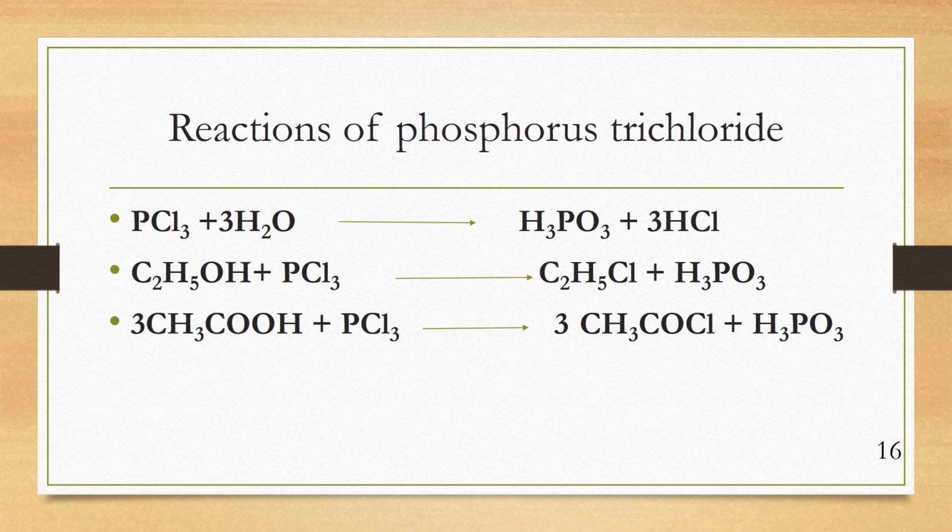Coming to the reactions of phosphorus trichloride. When ethanol is treated with phosphorus trichloride, it forms chloroethane along with orthophosphorus acid. When acetic acid, that is ethanoic acid, is treated with phosphorus trichloride, it forms acid chloride along with orthophosphorus acid. So from these reactions you can understand that PCl3 is an important chlorinating agent.